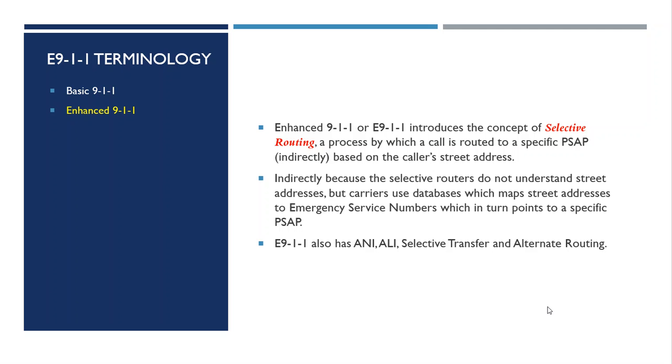Let us say one head office serves multiple towns, and each of those municipalities have their own PSAPs. As long as the selective router knows that one particular number belongs to a customer who lives in town A, they will be able to send those calls to the PSAP that serves town A. And subsequently, when a call is made by a customer in town B, based on the number that subscriber is dialing from, they can send the call to the PSAP that is serving town B. That is the core of selective routing. And enhanced 911 also has ANI and ALI, very similar to the way basic 911 worked, as well as selective transfer and alternative routing.